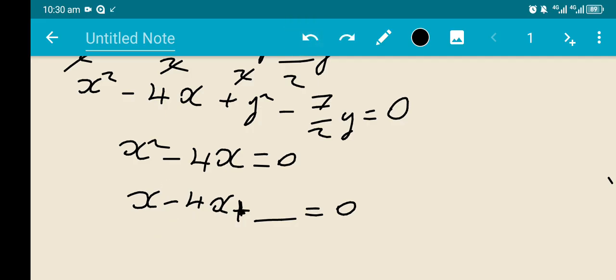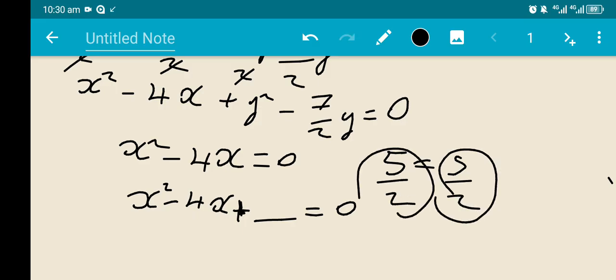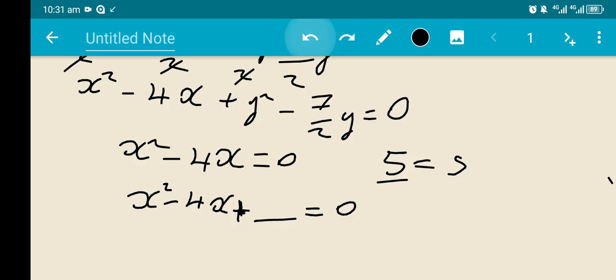Okay, so you're going to take half of 4, which is what? 2, and then you square it. But when you do, you add it to both sides. Why are we doing this? It's because we want to maintain the same thing. Say we've got 5 equal to 5. Is 5 equal to 5? Of course they are. But what if we say divided by 2 on both sides? Are these still the same? They still are, because whatever we've done on one side, we've done on the other side as well.